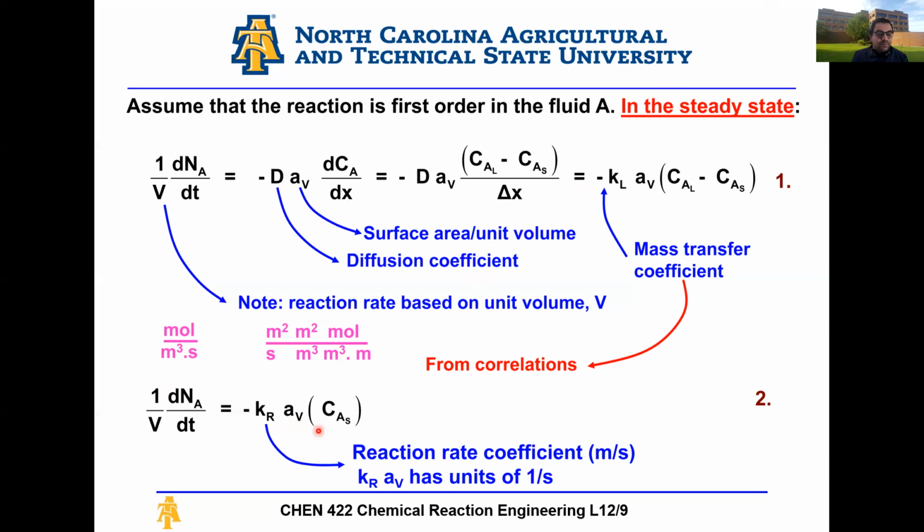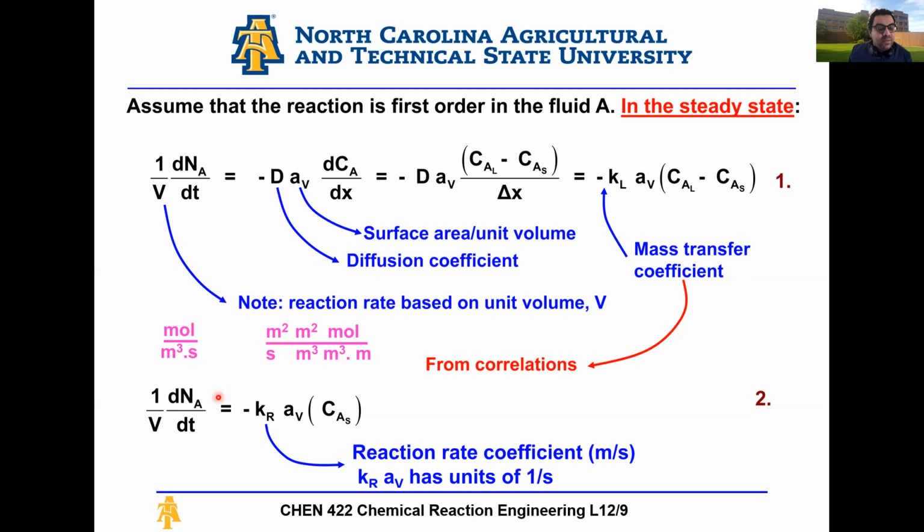Similarly, the alternative form of this is just writing it this way, making a simplification where I just write it as minus KRAV multiplied by CAS. And here we're getting close to the idea of having Henry's law and just having it as a function of the concentration at the surface. So you can write them in both ways, where I can have my mass transfer coefficient, KLA, as a function of my driving force, or alternatively, I could have a reaction rate coefficient as a function of CAS. Okay.